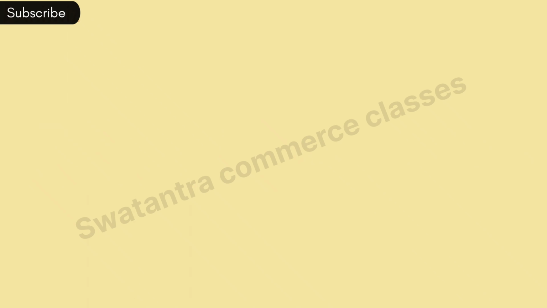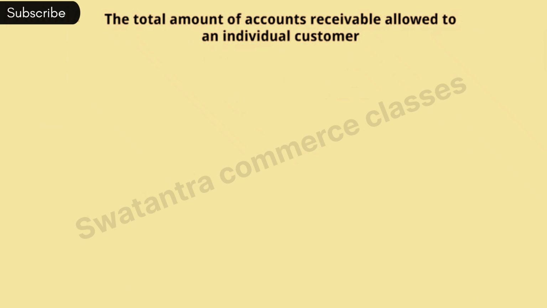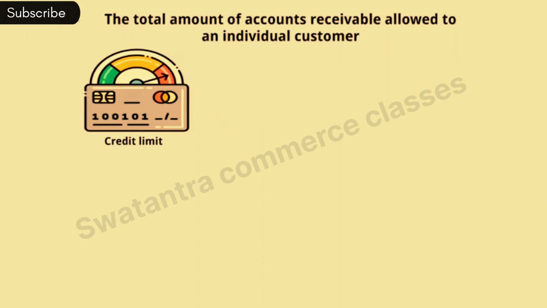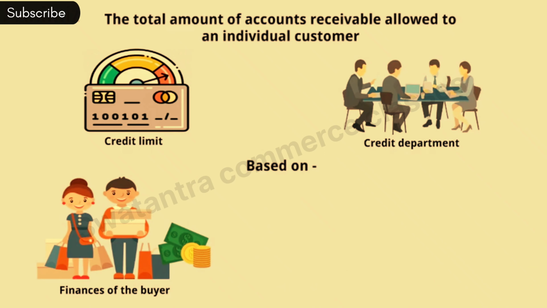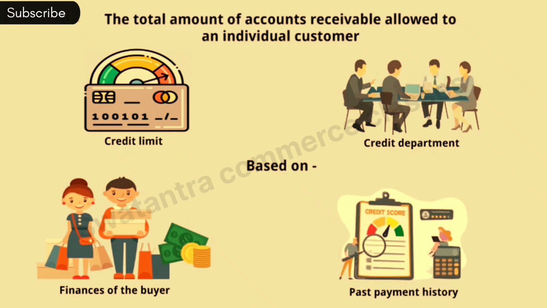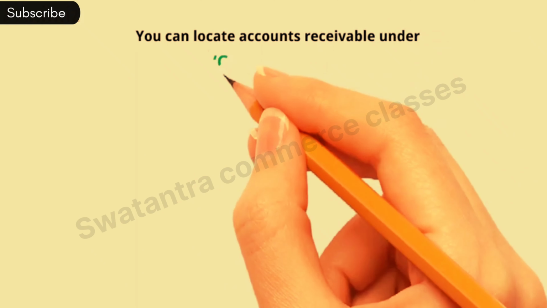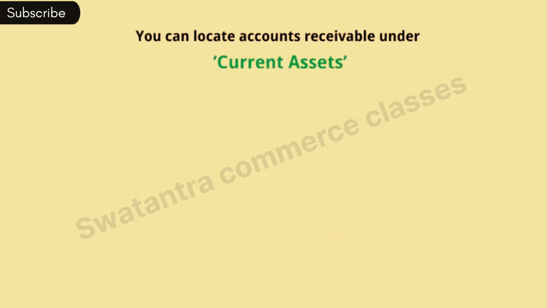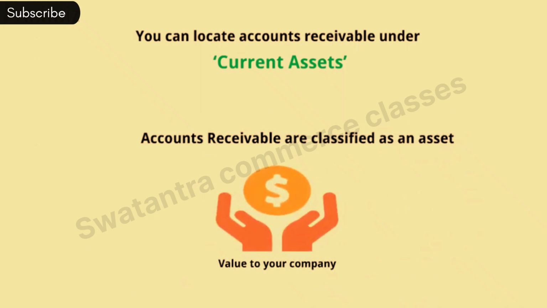The total amount of accounts receivable allowed to an individual customer is typically limited by a credit limit, which is set by the seller's credit department based on the finances of the buyer and its past payment history with the seller. You can locate accounts receivable under the current assets section on your balance sheet. Accounts receivable are classified as assets because they provide value to your company.